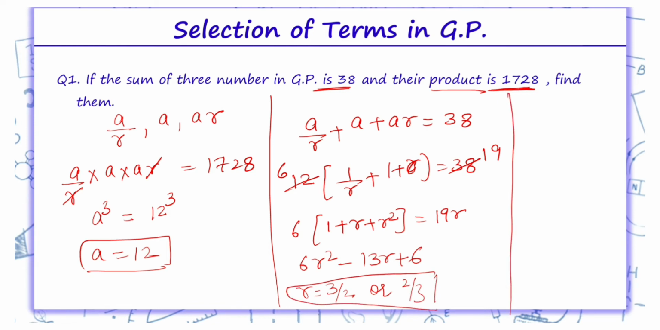So the 3 terms in GP will be 12 upon 3 by 2, that is 12 into 2 by 3, which comes out to be 8. The second term will be 12 because it is A only. Then AR is 12 into 3 by 2, 12 into 3 is 36, 36 by 2, it will be 18. So the 3 terms can be 8, 12, 18 or 18, 12, 8.